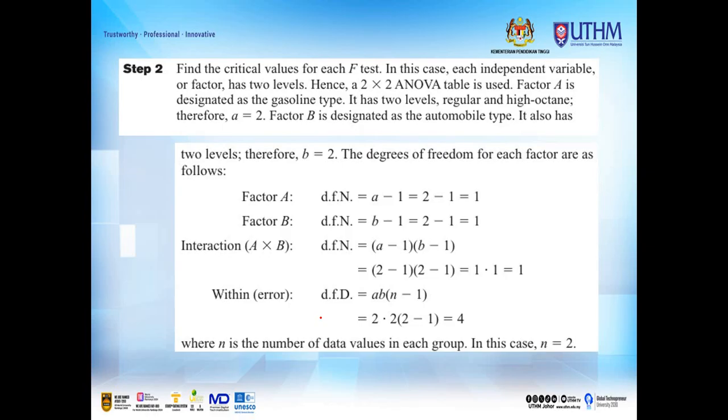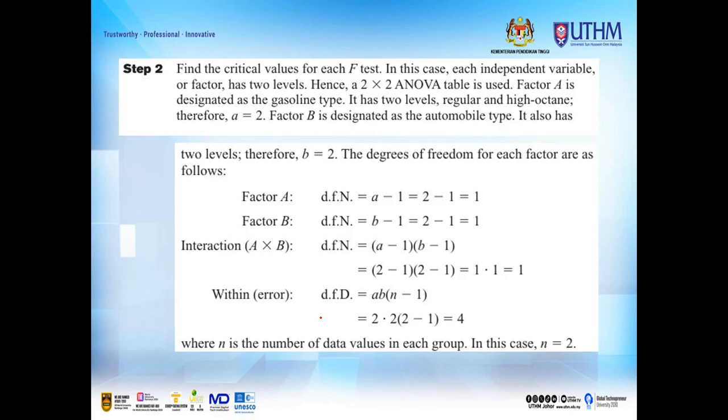Factor B is designated as an automobile type. It also has 2 levels, therefore b is equal to 2. So the degrees of freedom for each factor are as follows. For factor A, DFN is equal to a minus 1, 2 minus 1 is equal to 1. Factor B will be DFN, b minus 1, which is 2 minus 1, will be 1 as well.